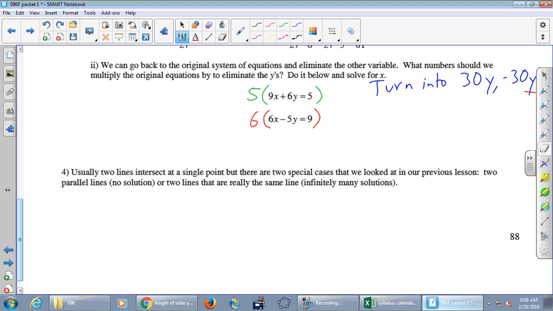Just to save some time, we're not going to finish this, but you would distribute, you would add, the y's would disappear because you made them opposites of each other. 30y and negative 30y would just disappear. And you'd have an easy equation with no fractions in it that you would solve for x. Probably x is a fraction, but you've avoided all of the work from up above.